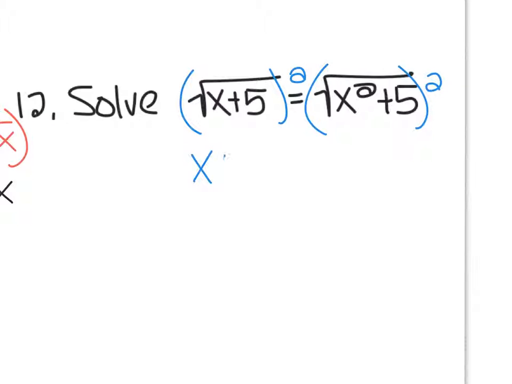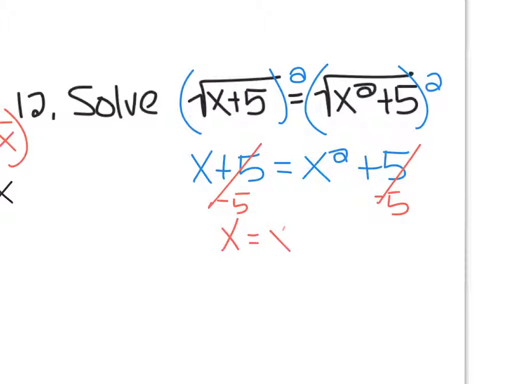So we'll be left with x plus 5 equals x squared plus 5. Alright, these 5's will end up canceling because if you subtract 5, they're gone. So we get x equals x squared. Now I know what you guys are going to want to do. Yeah, we're going to want to take the square root here. But that's not going to help us. If we take the square root, we'll just have x equals the square root of x. That doesn't help us. We're just going to end up with another square root.